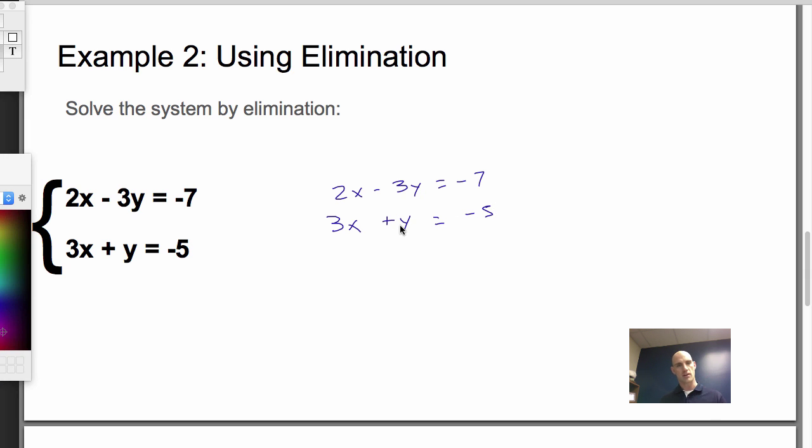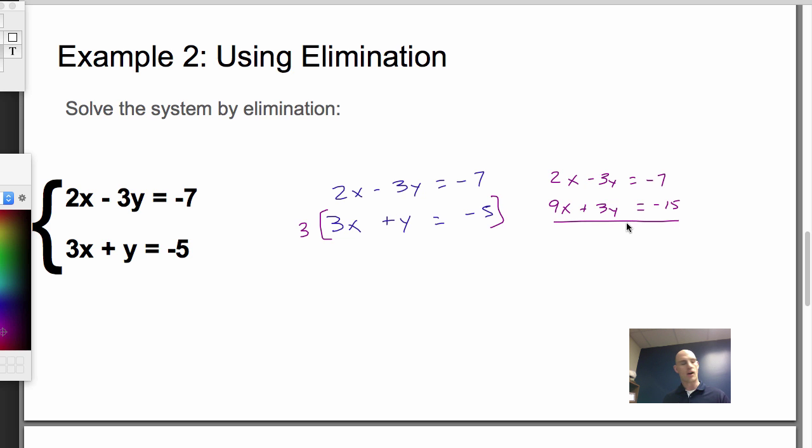And so check this out. I've got a y here and a negative 3y. So if I took this whole line and I multiplied both sides by 3, I would end up with, top line stays the same, bottom line becomes 9x because it's multiplying, plus 3y equals negative 15.